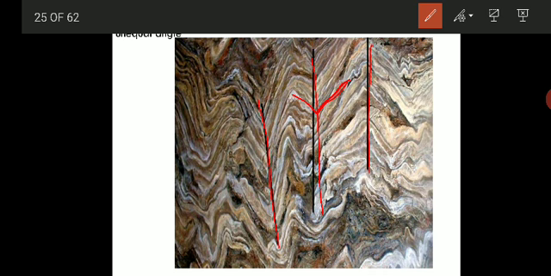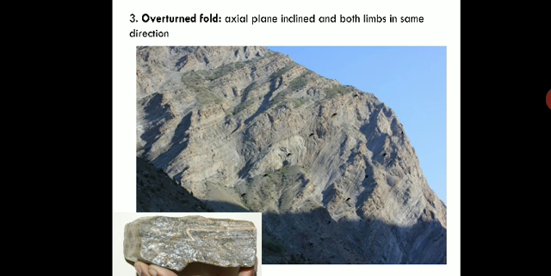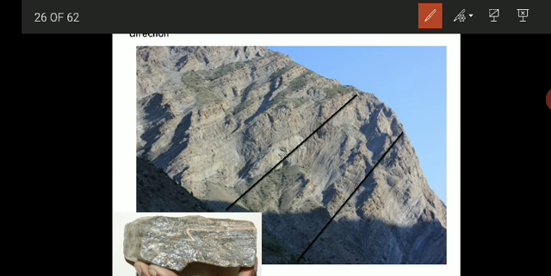Okay, so they dip at unequal angles, that is called the asymmetric fold. Then next is overturned fold. In an overturned fold, or overfold, the axial plane is inclined and both the limbs dip in the same direction at different angles. So both the limbs dip in the same direction. You can see this is one limb, this is the other limb, so these are dipping in the same direction.